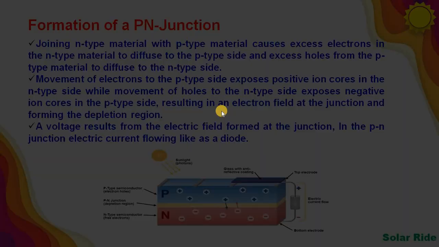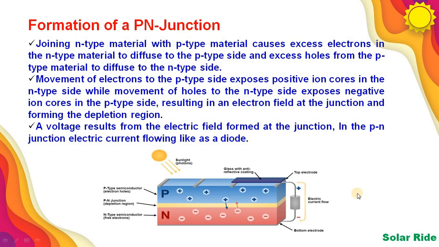What is the p-n junction? In the formation of a p-n junction, joining n-type material with p-type material causes excess electrons in the n-type material to diffuse to the p-type side, and excess holes from the p-type material to diffuse to the n-type side. The previous slide also explained the same process.